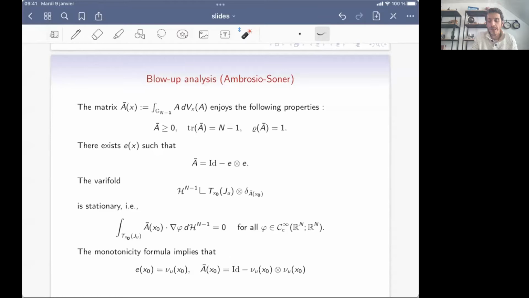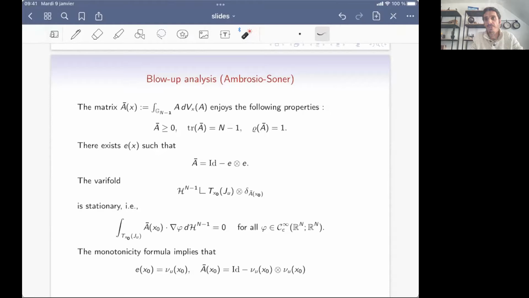It is a matrix of this form, and you can prove the same in any dimension by looking closely at the blow-up analysis. When you perform the blow-up analysis, the varifold will converge to a limit varifold by blowing up. The limit varifold will be the tensor product of the n minus one dimensional measure restricted to the tangent space of the jump set at some point x0, with the Dirac mass on this matrix. This is a very simple varifold, which can be proved to be stationary. Stationary means this. I'm going fast now.